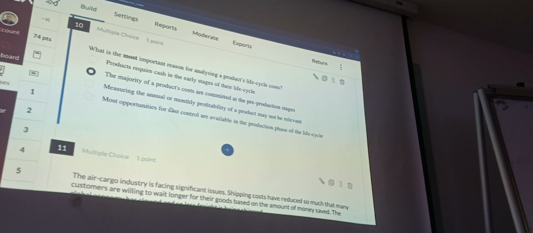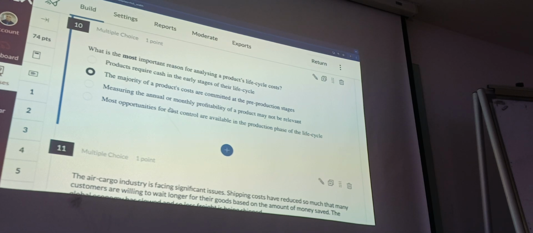Right. What is the most important reason for analyzing product life cycle? Do you know which chapter this is? Chapter 4. Where will you see product life cycle analysis? The big diagram, costs incurred before the development stage, production stage, remember? Do you remember the diagram? Can you recall the diagram?